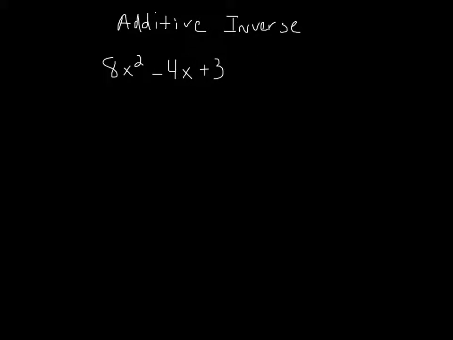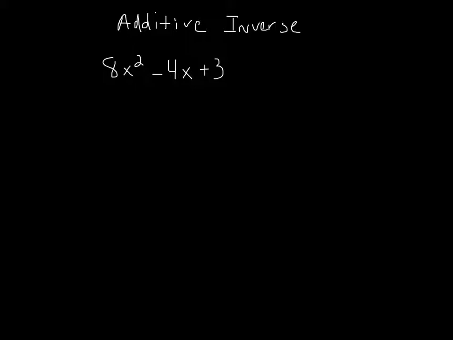Okay, this next video we're talking about additive inverses, and additive inverses is just basically the opposite. It just means it's the negative form of it, or the opposite form of it. They gave us this example, 8x squared minus 4x plus 3, and they want you to write the additive inverse of it. Basically the opposite of it is just what happens if you put a negative to it, right?